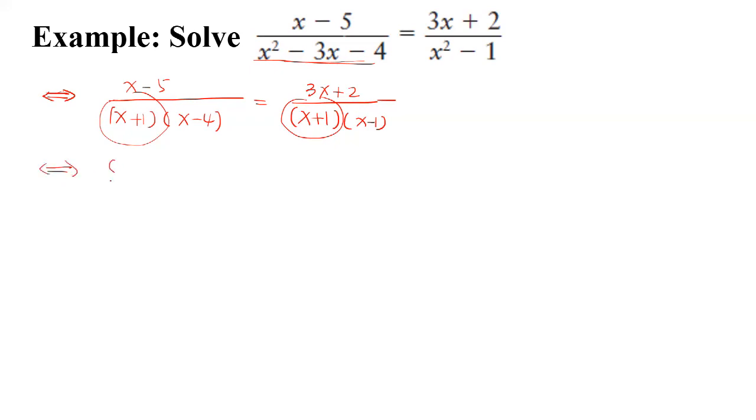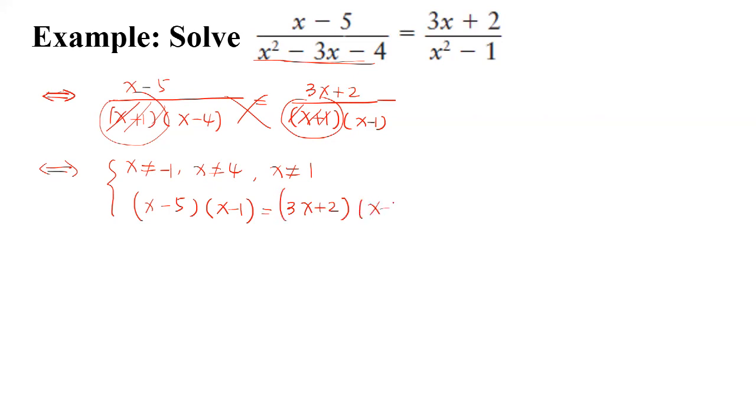So first of all, you need to control the domain. x cannot be minus 1, x cannot be 4, and x cannot be 1. As long as you control the domain, we can use cross multiplication, and then we can cancel these two. So the original equation is equivalent to, by cross product, x minus 5 times x minus 1 equals 3x plus 2 times x minus 4. Do not forget this. This is very important.